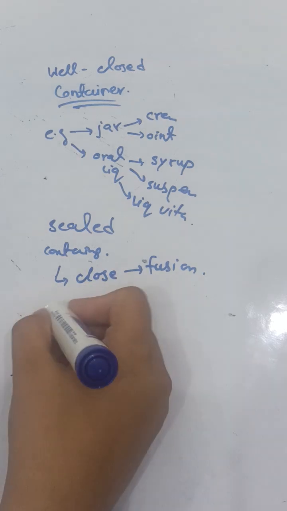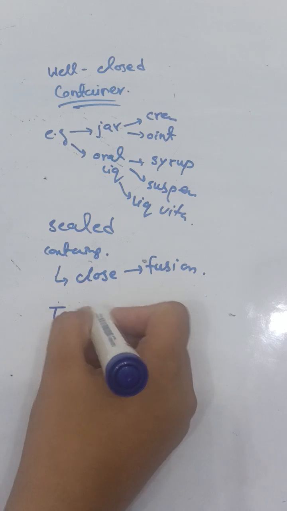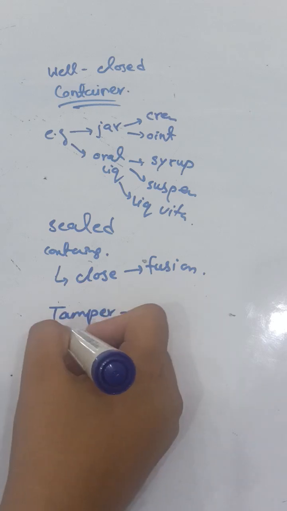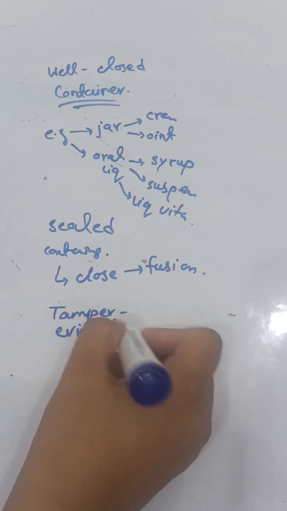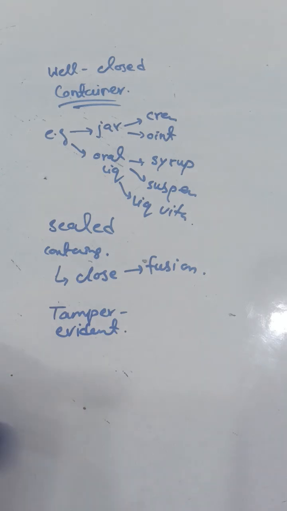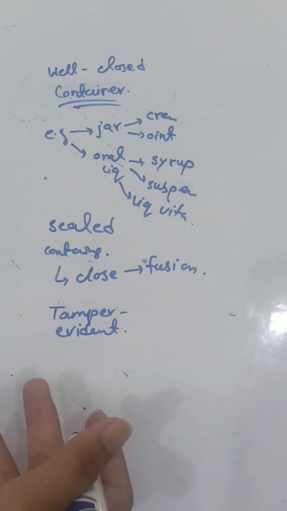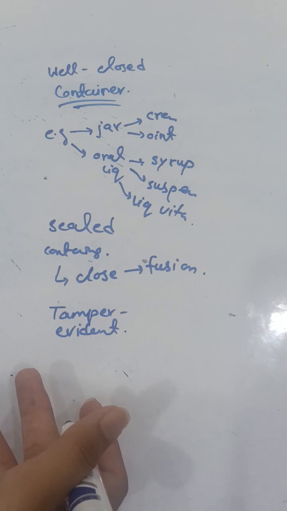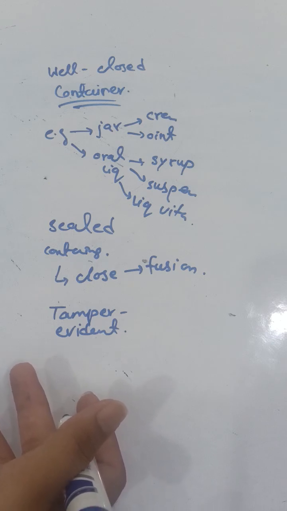Next type is the tamper evident containers. So what are they? It is a special type of packing, to show clear visible signs if it has been opened or tampered with.